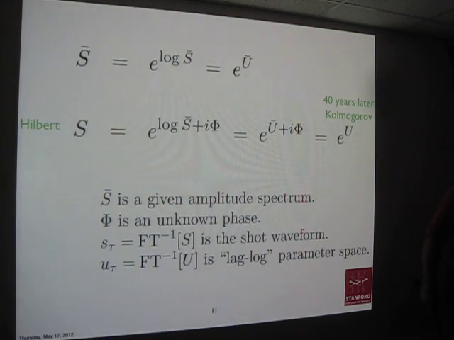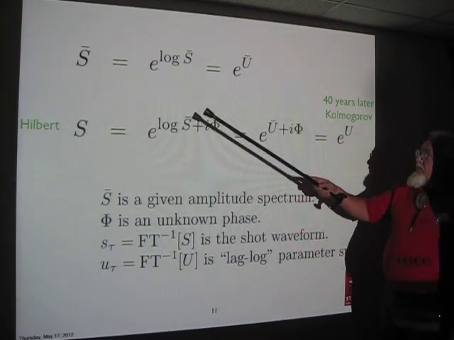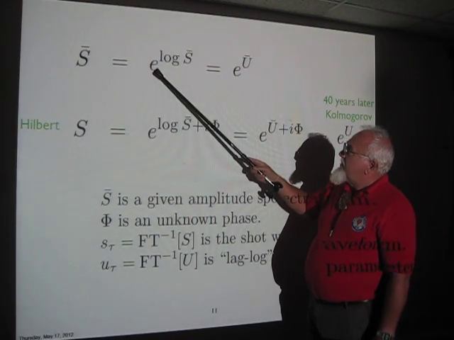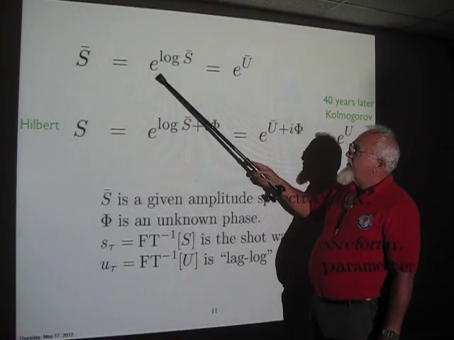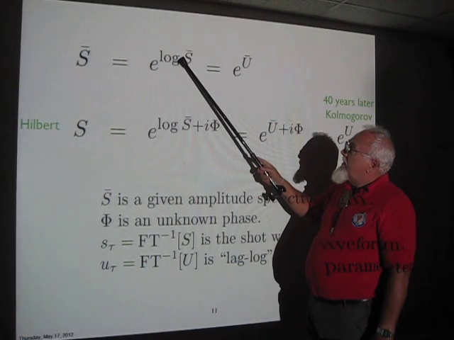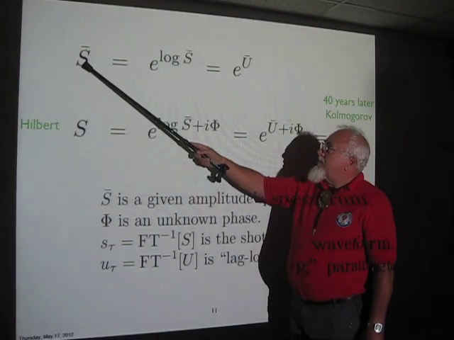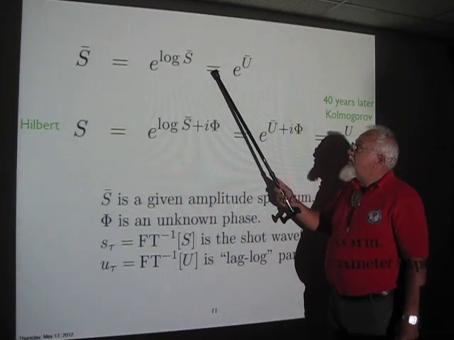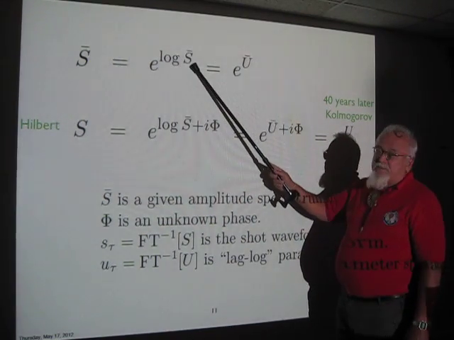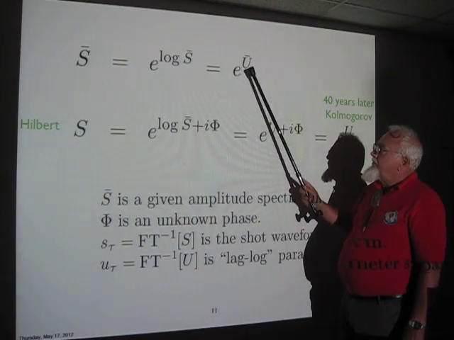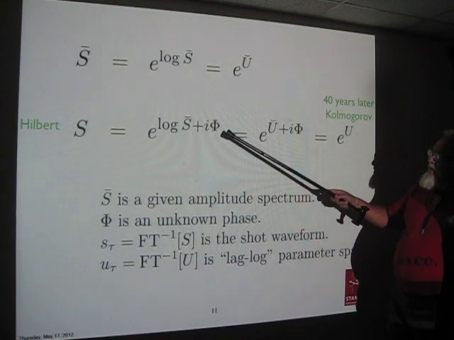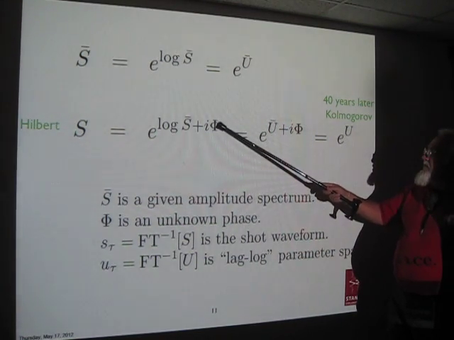Okay, now this talk that I'm going to give has only 3 equations, and 2 of them are on this page. The first one says that we have an S bar, which is a positive number, and it's equal to e to the log S bar. And this is because exponential and logarithm are inverse to each other. And this would be actually true if S bar was a function of frequency. And the second equation simply says U bar is log of S bar, and that's simply a definition of U bar.